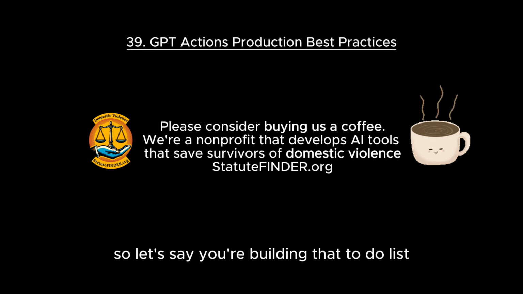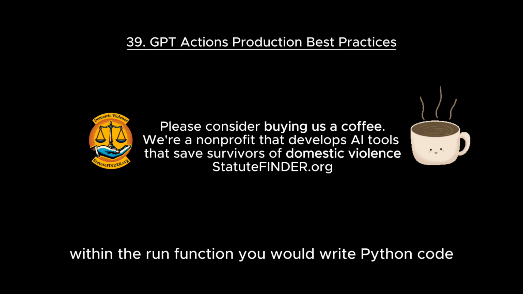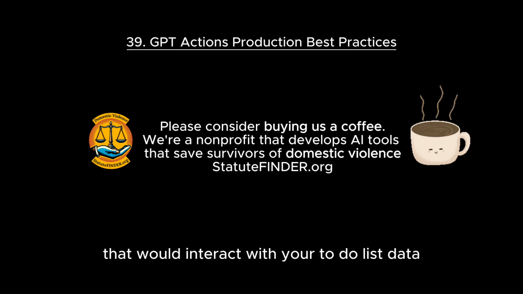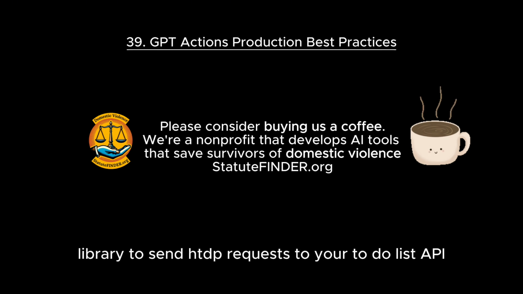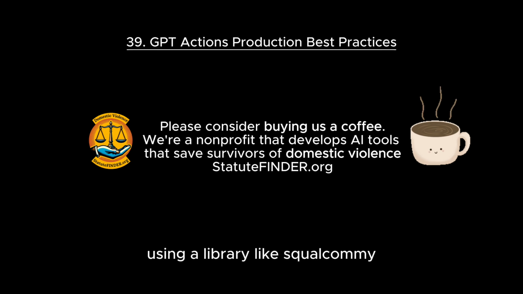Yeah, sure. So let's say you're building that to-do list action that we've been talking about, right? Within the run function, you would write Python code that would interact with your to-do list data. Maybe you'd use the requests library to send HTTP requests to your to-do list API, or you might interact directly with the database using a library like SQLAlchemy. Okay, so I can use any of the Python tools and libraries that I've learned to access and manipulate data within my GPT action.